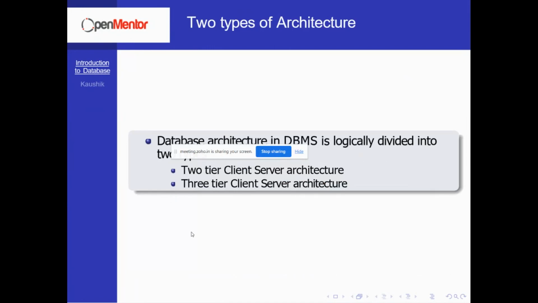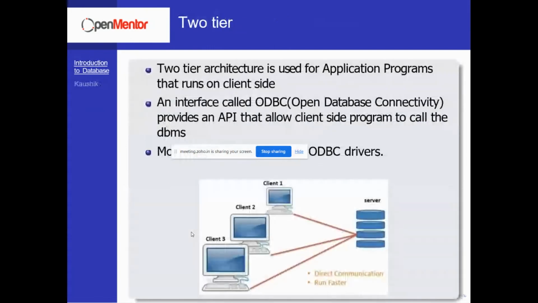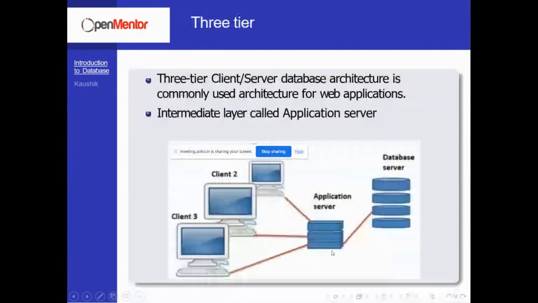The database architecture can be divided into two types. One is a two-tier client server application, and the other is a three-tier client server application. A two-tier client server application means you have a client and you have a server. Whereas a three-tier application means you have an application server in between. That means you have a client, an application server and the database server.